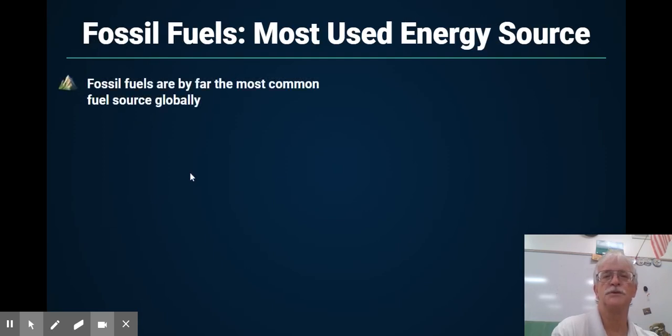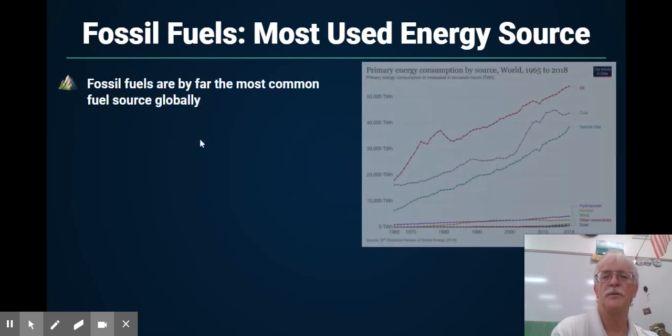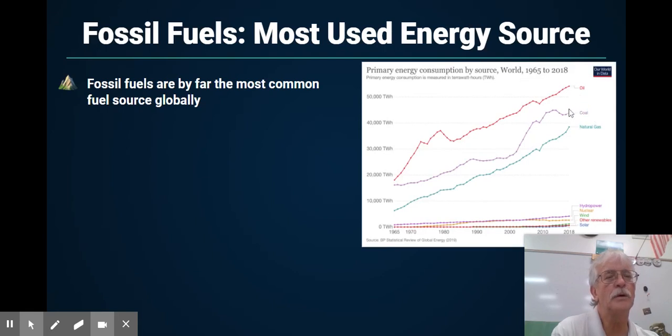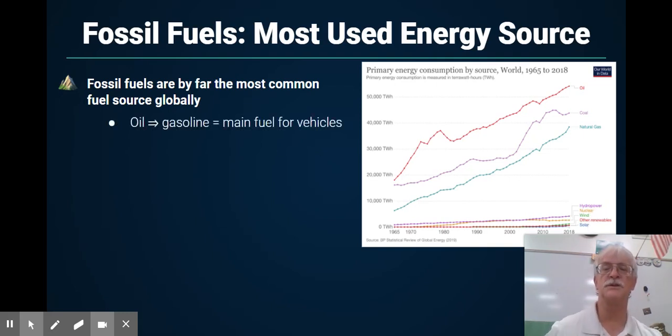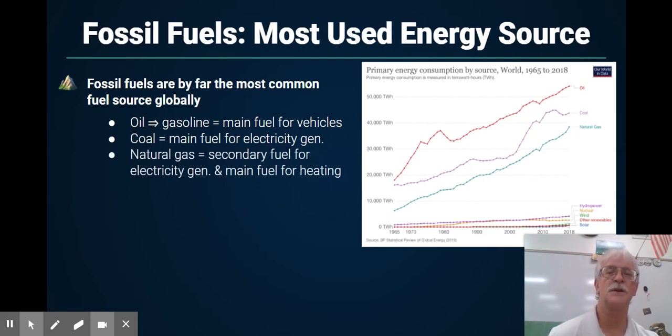Fossil fuels are the most used energy sources. Why? If we can see here, oil, coal, and natural gas are much, much higher than hydroelectric, nuclear, wind, and solar. Why? Oil is used in gasoline. It's a main fuel for vehicles. Coal is used for electricity. Natural gas is starting to outpace those two, being used for not only vehicles, but for electricity. Main thing it's been used for in the recent past is for heating.